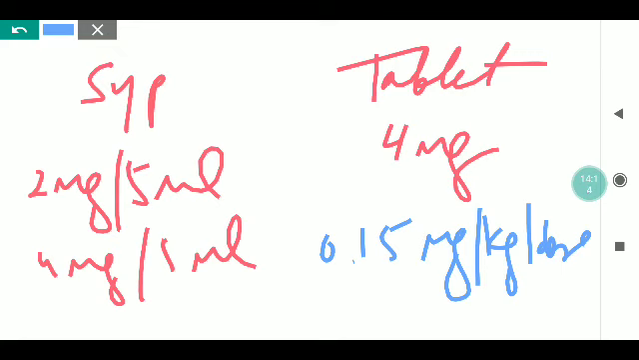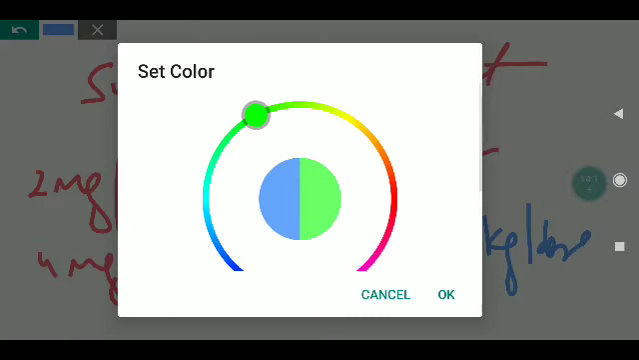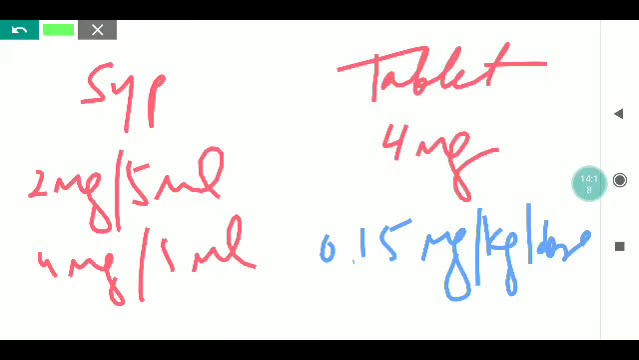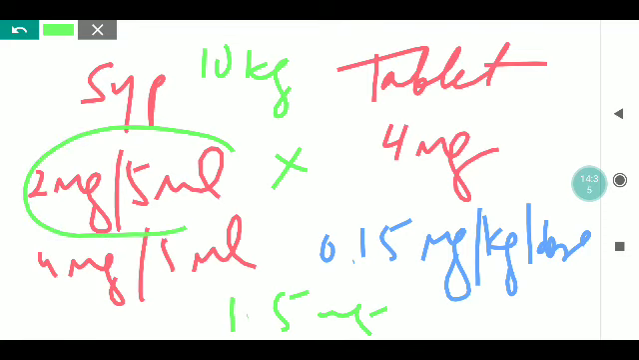Now, based on this, if we want to calculate for a 10 kg child, the requirement is 10 into 0.15, which is 1.5 mg. So 1.5 mg, if it is to be given, is best given as 3.5 ml of the 2 mg per 5 ml syrup. So that is just a rough example to calculate for a 10 kg child presenting with vomiting.